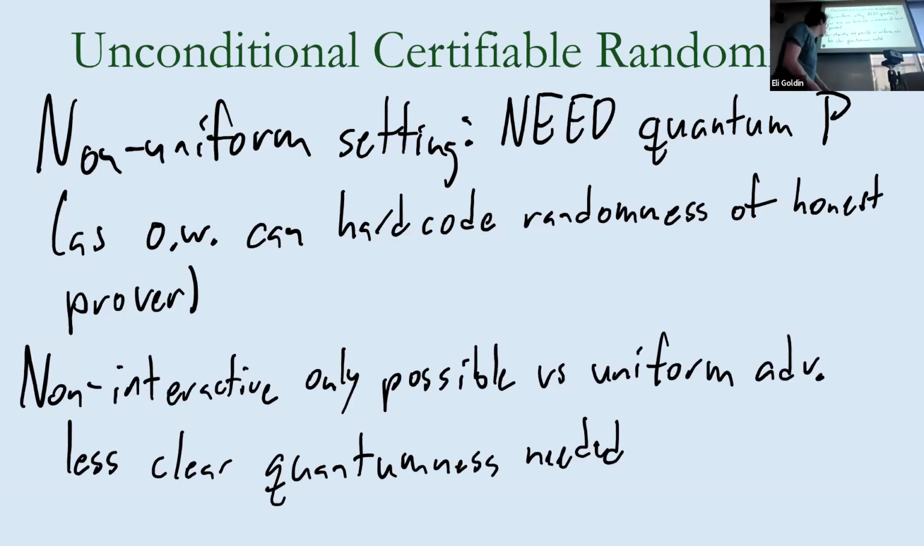In the non-interactive setting, which is the setting we're considering, this is only possible against uniform adversaries, because a non-uniform adversary could just hard code something that the verifier accepts. But it's not immediately obvious that in the non-interactive setting against uniform adversaries, you actually need the prover to be quantum. Maybe it's the case that you could have a classical prover. There's no obvious counterexample.